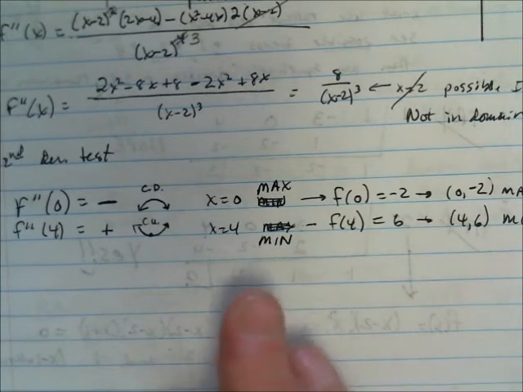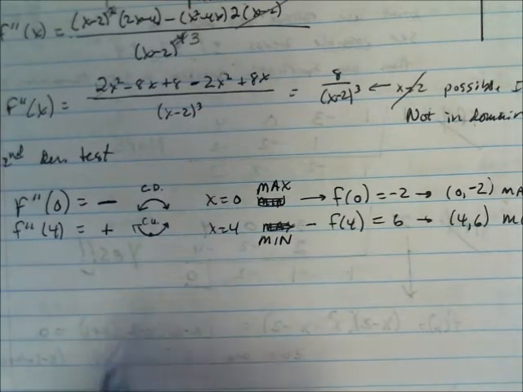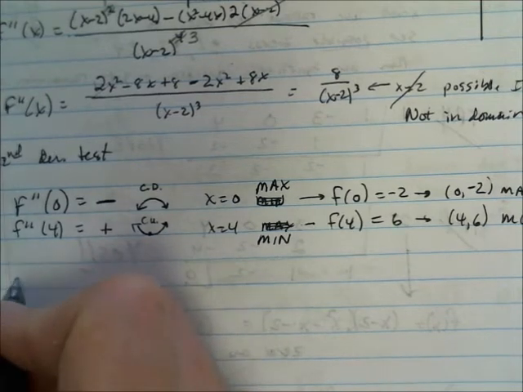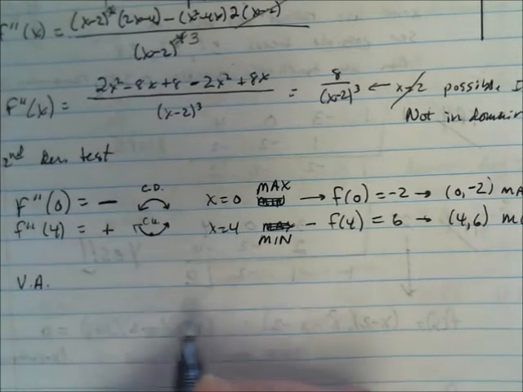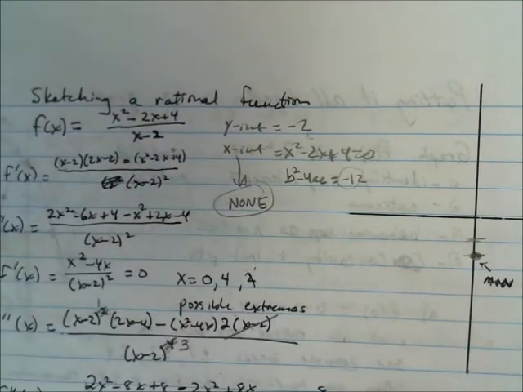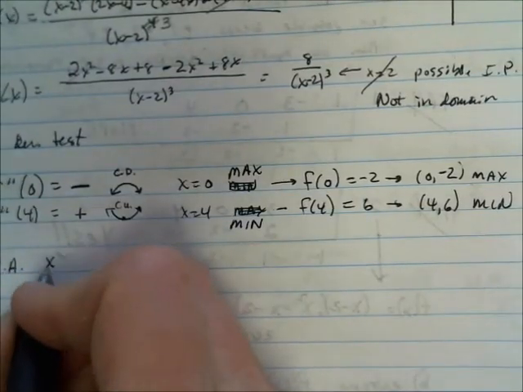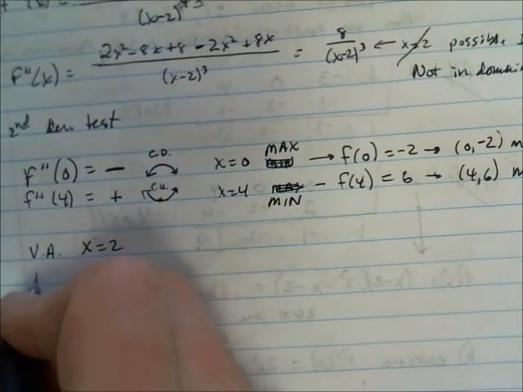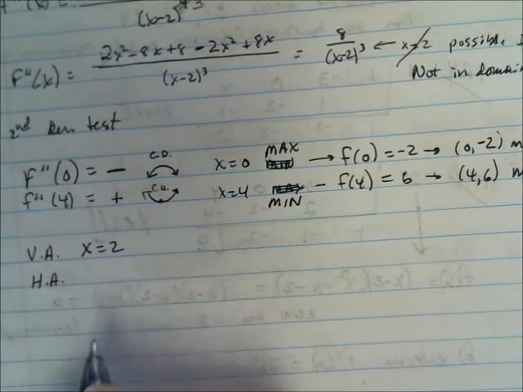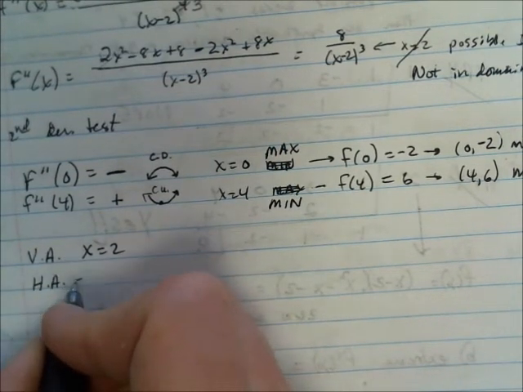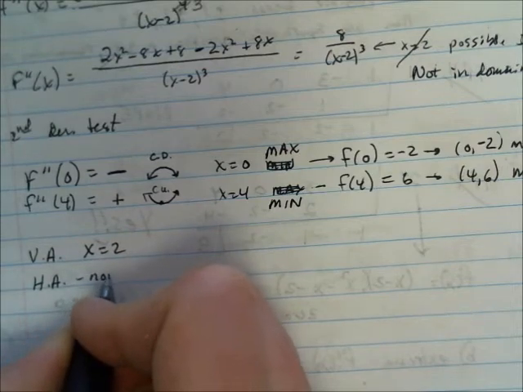All right. Now the next thing we have to do with rational functions, this is just a review from last fall, is find the vertical asymptote. And the vertical asymptote is just when the denominator is equal to 0. So x equals 2 is a vertical asymptote. The next thing we want to look at is a horizontal asymptote. But because the degree of the numerator is bigger than the degree of the denominator, we have none.